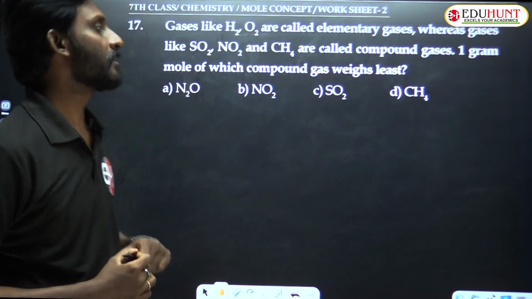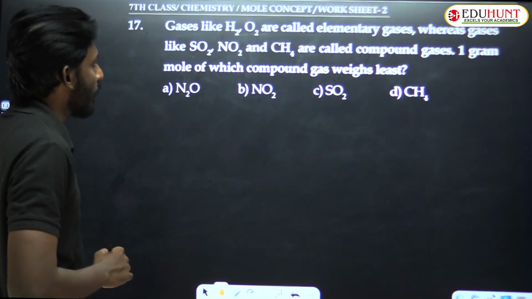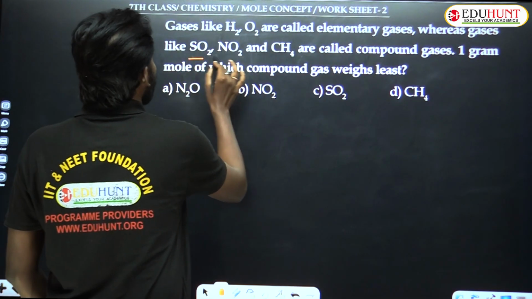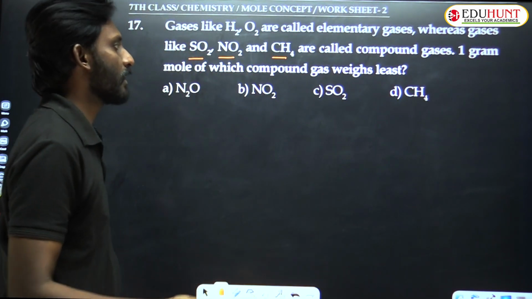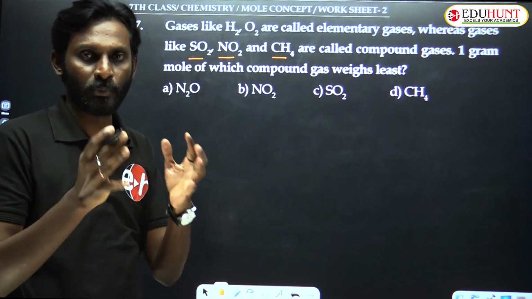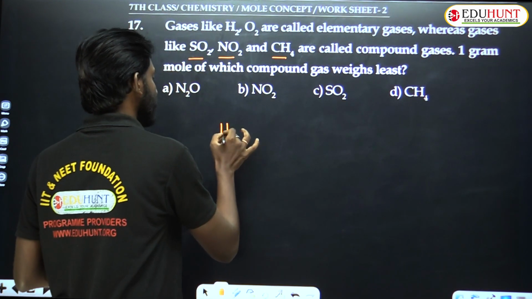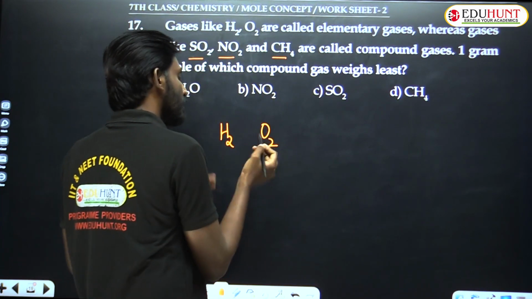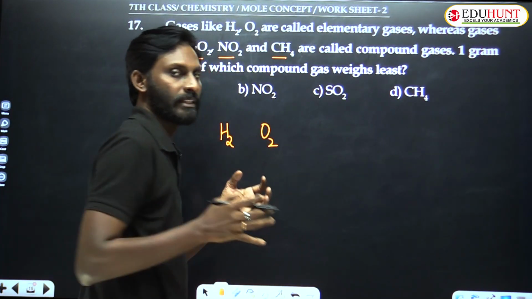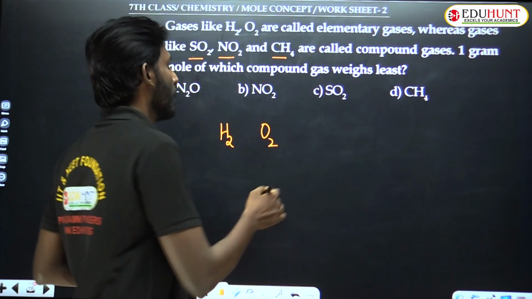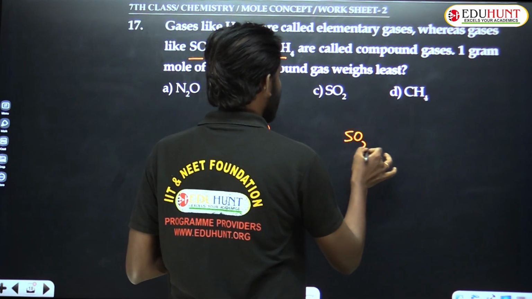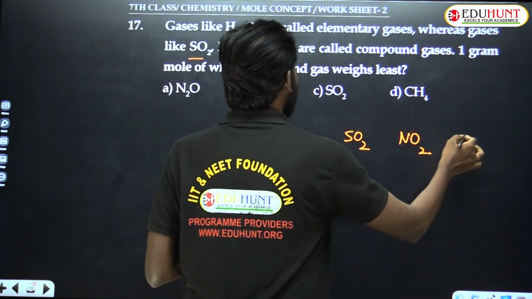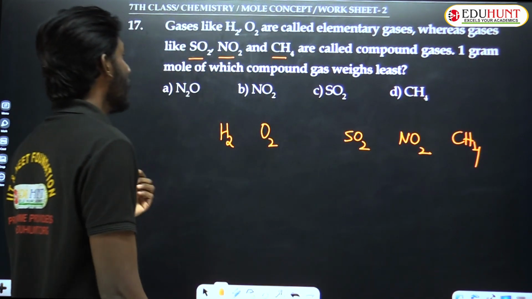Next, question number 17. Gases like hydrogen and oxygen are called elementary gases, whereas gases like SO2, NO2, methane are called compound gases. Because H2 is a group of similar atoms, same atoms, element; O2, same atoms, element. When there is a group of similar atoms, that is an element. When the matter is made up of different atoms, it is a compound gas: NO2, SO2, methane.